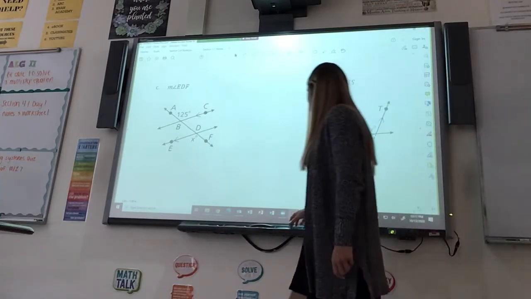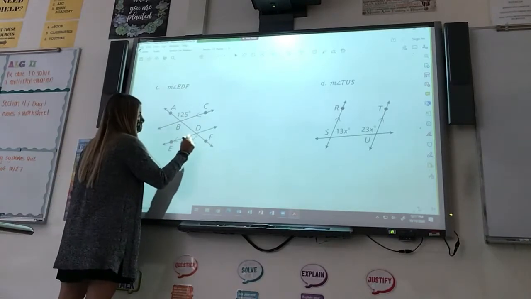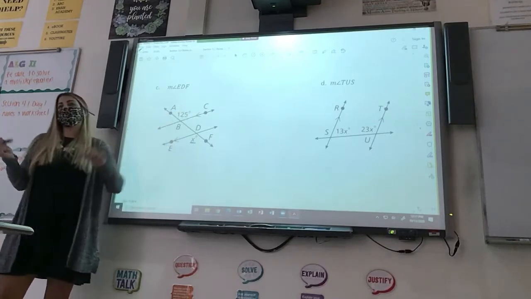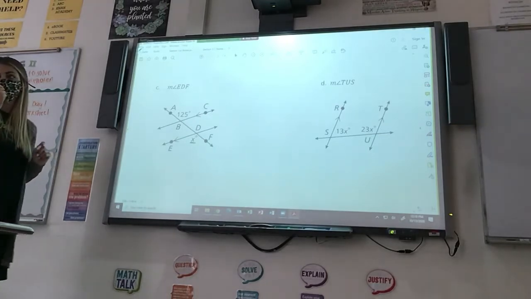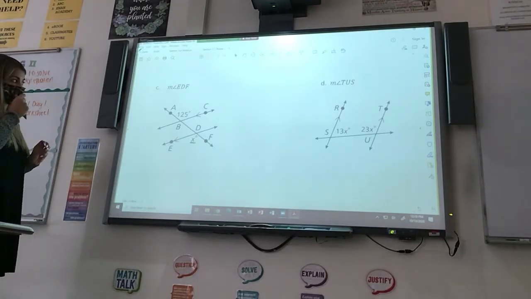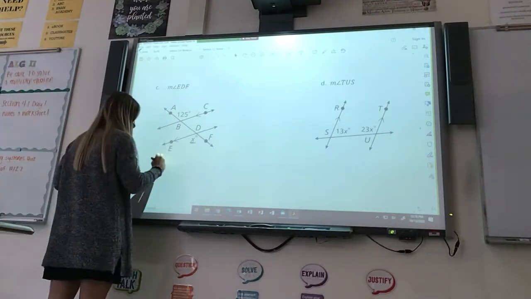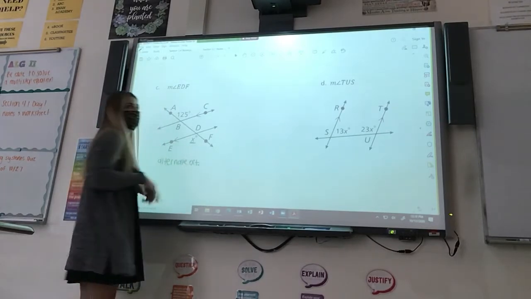Okay, part C. Before I find EDF, which is just x, so essentially I'm solving for x, how are these angles related? Identify the angle pair. They're on opposite sides of the transversal and they're both on the exterior. Alternate exterior. Look at Grace using her resources.